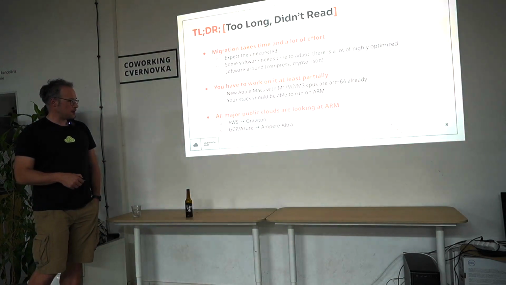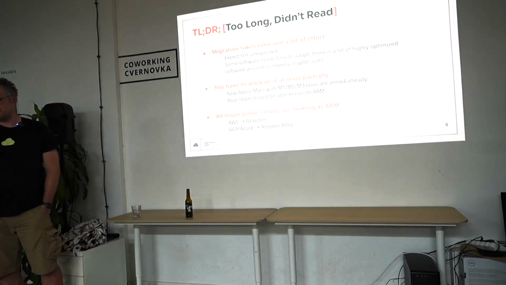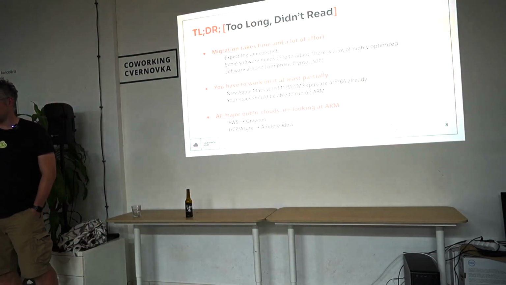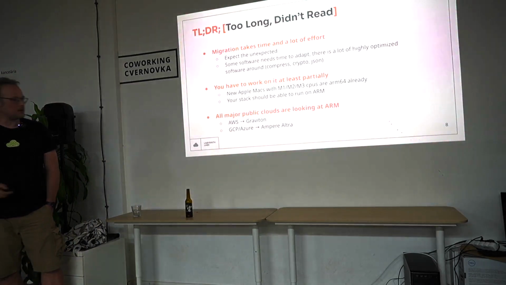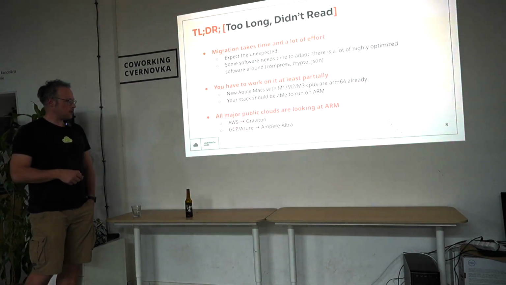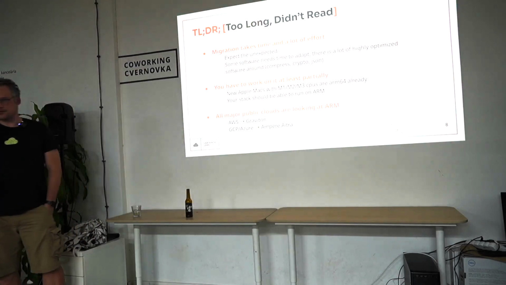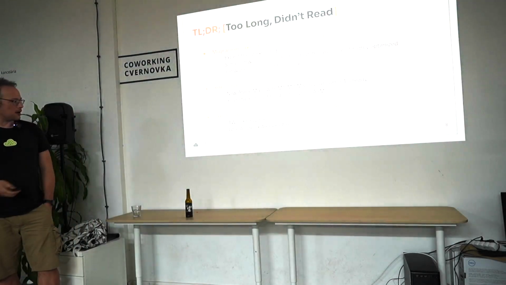And the third one is that all major public clouds are looking at ARM as a CPU architecture and trying to build their own CPUs there. So AWS has Graviton, GCP and Azure use Ampere Ultra CPUs.